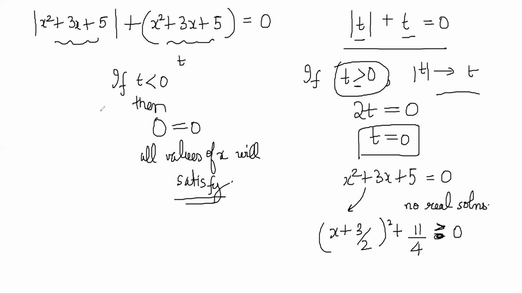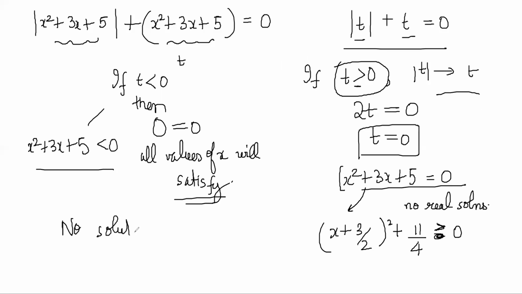But is t ever less than 0? X squared plus 3x plus 5 is never less than 0, no? Just now we saw, it cannot be. So no solutions to this equation ever. That is the answer. For the case when the thing is always positive, the only equation is this, t is equal to 0, right?